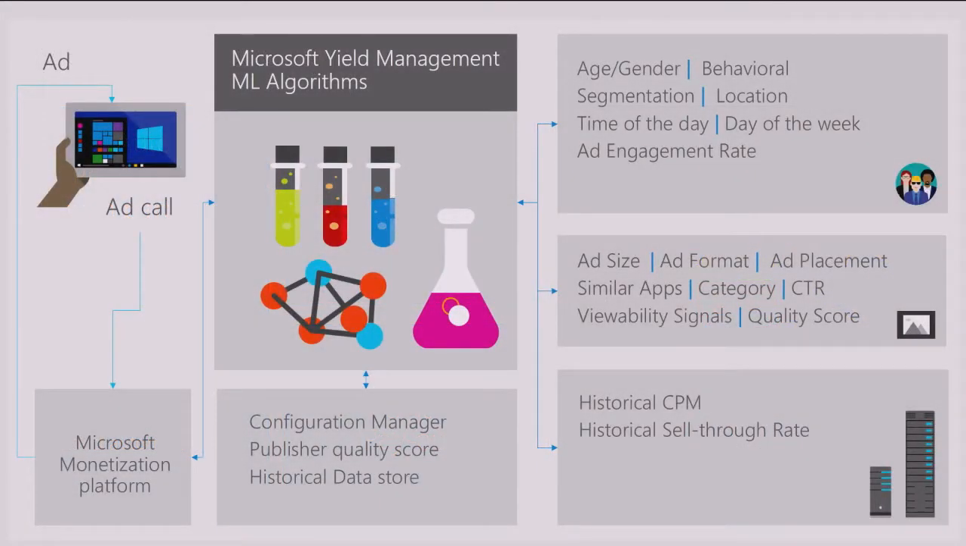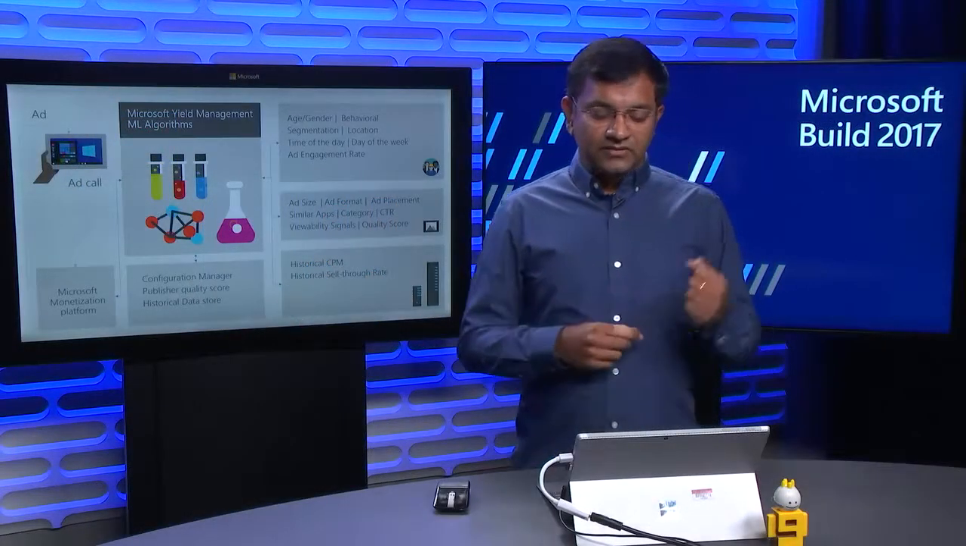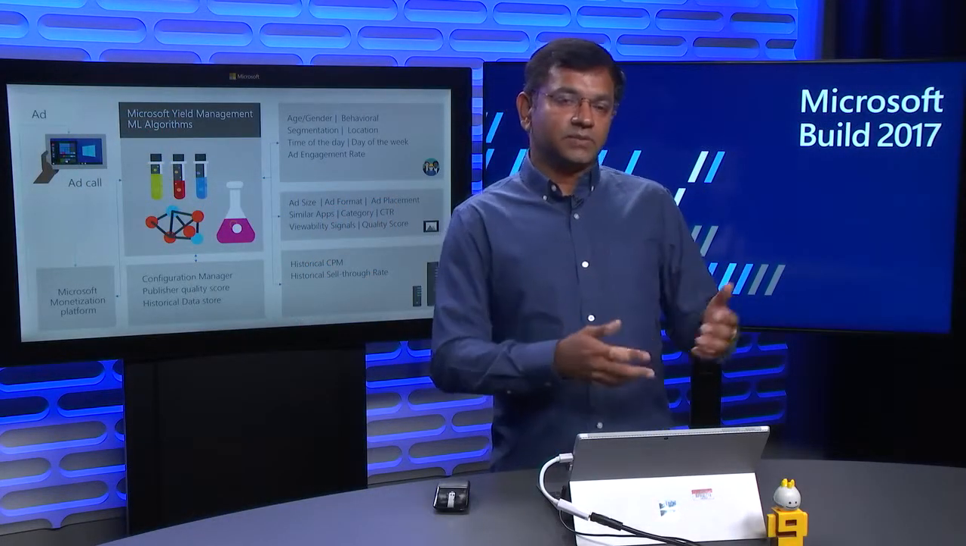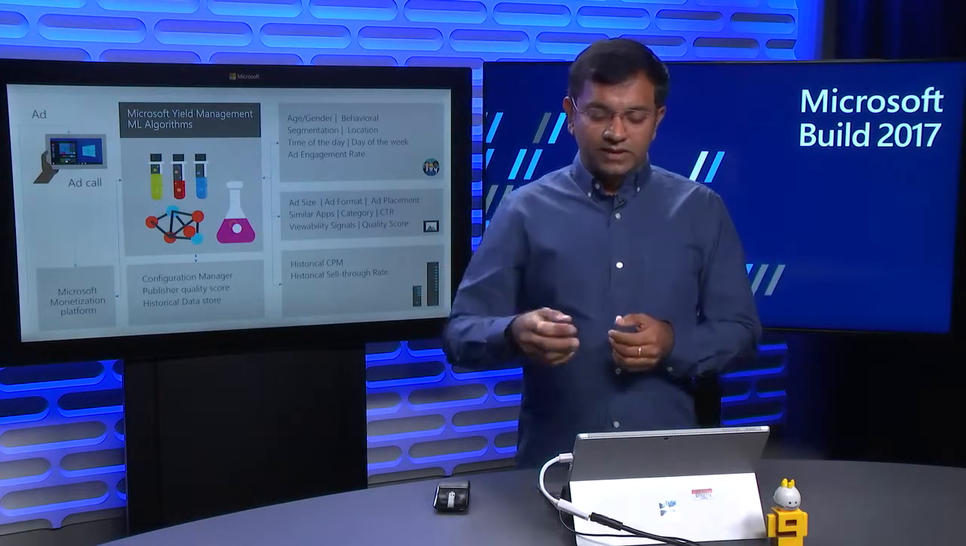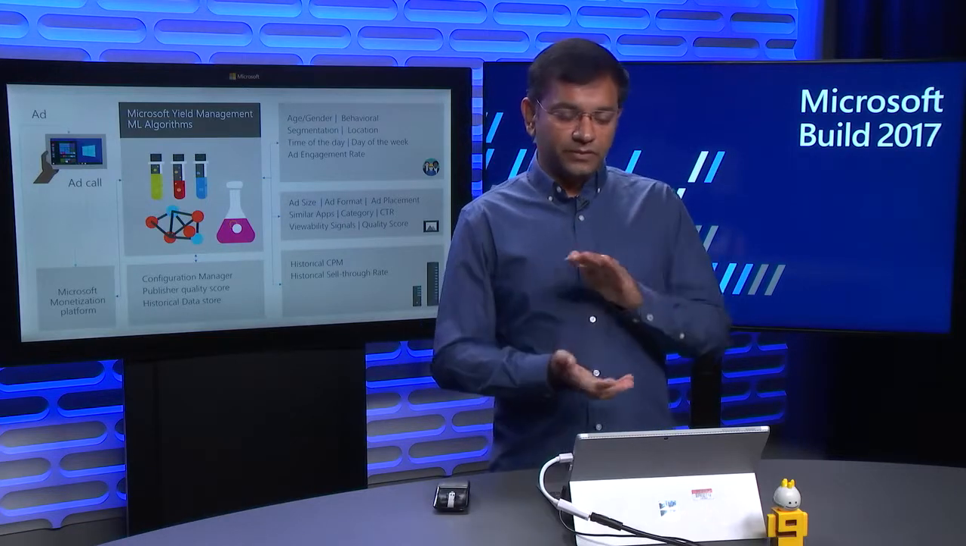From a yield management standpoint, our goal is to make sure that for every single ad call that comes to us from your app, we are maximizing the ROI, maximizing the amount of money made on that ad call. The way we do this is we have some user information: age, gender, segmentation, some location, maybe time of day, and whether the person's ad engagement rate is high or low. We have some information from the app and the placement, so it tells me a little bit about what the ad size is, what the CTR is, what the viewability signals are, all kinds of different information from the app.